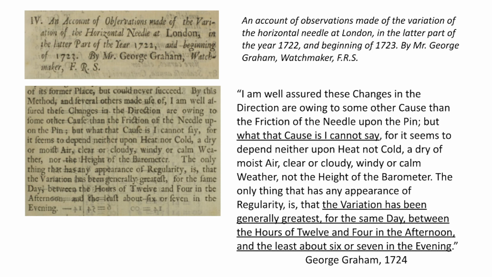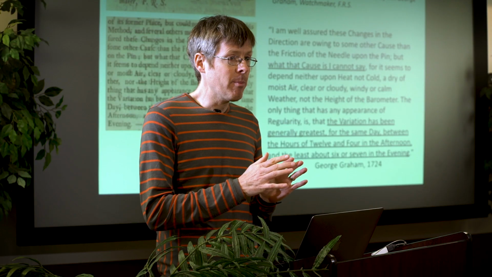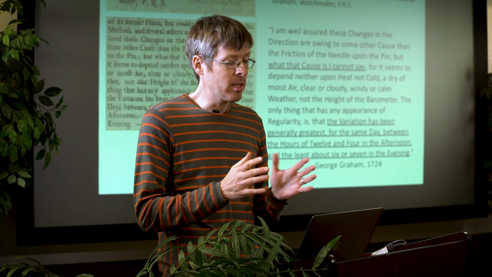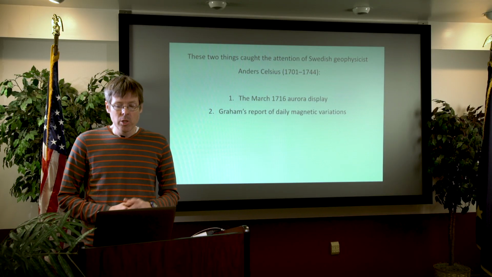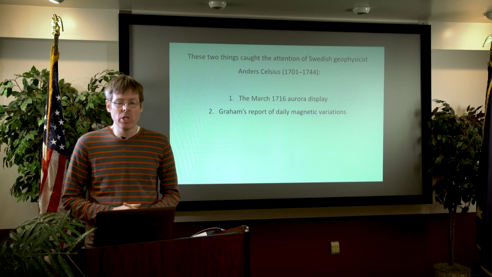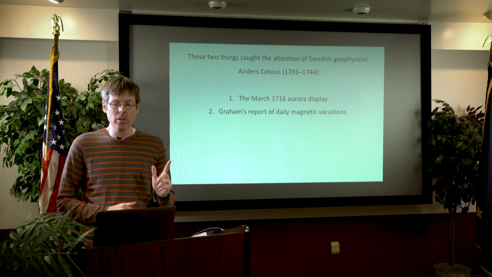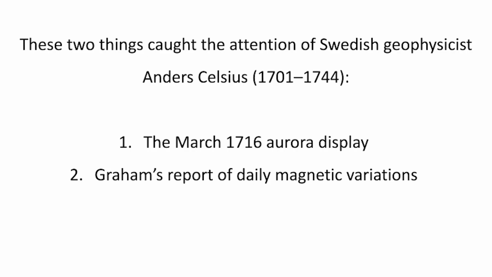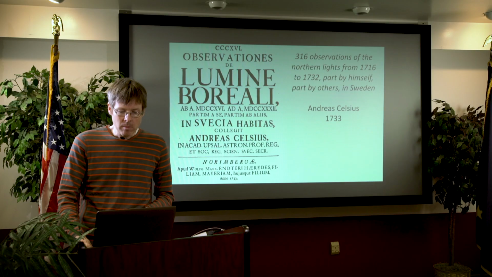In other words, I have no idea what's happening, but the variation has been generally greatest for the same day between the hours of 12 and 4 in the afternoon, and the least about 6 or 7 in the evening. So Graham identified that the magnetic field he's seeing is changing, but doesn't know why. Two things caught the attention of Swedish geophysicist Anders Celsius. First was the March 1716 aurora display, and the second was Graham's report on these daily magnetic variations.